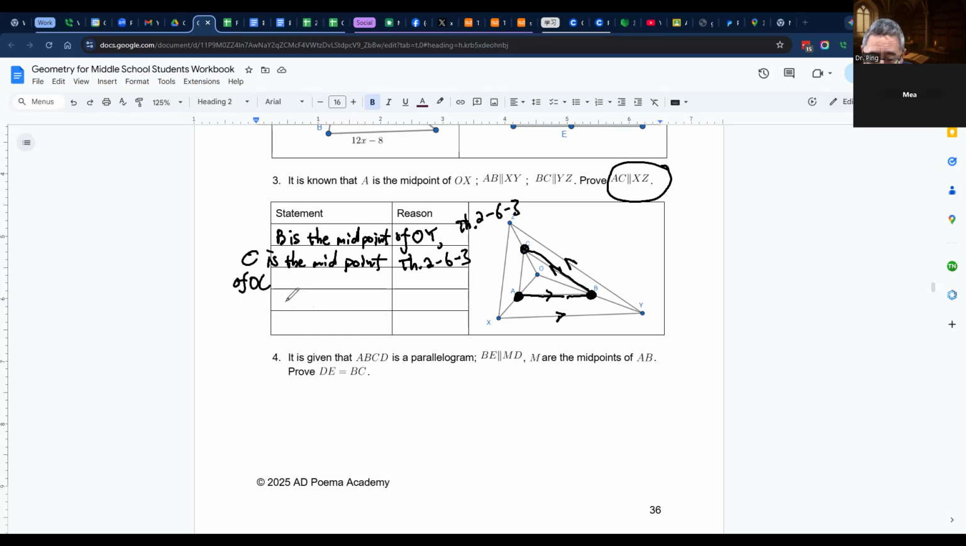And so therefore, we know AC is parallel to XZ, and that's our theorem, Theorem 2-6-4. Good.